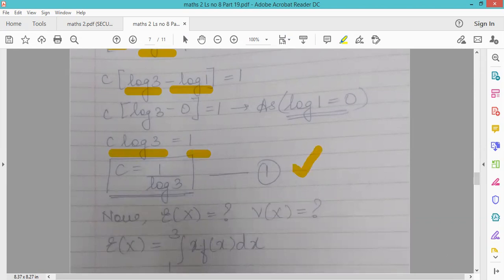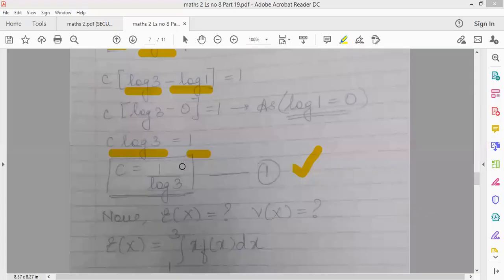Now they are telling us to find e of x and v of x. So let's see. Okay, just a second class. By mistake, the page changed. Okay. Just give me a second class. Some technical difficulties arose. All right.